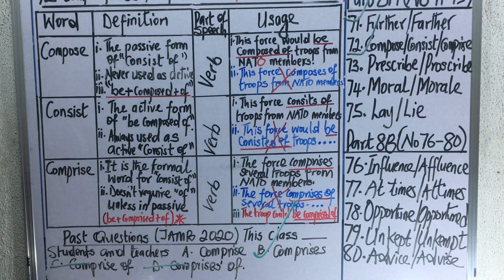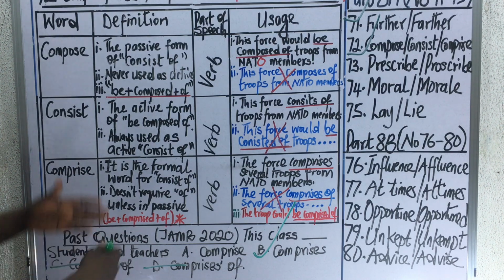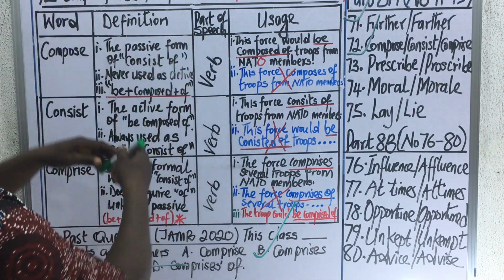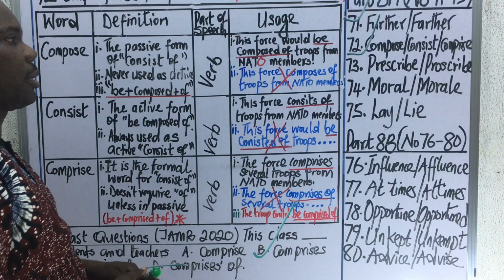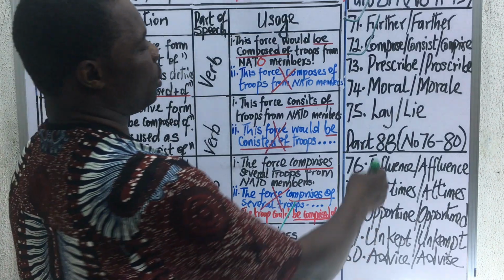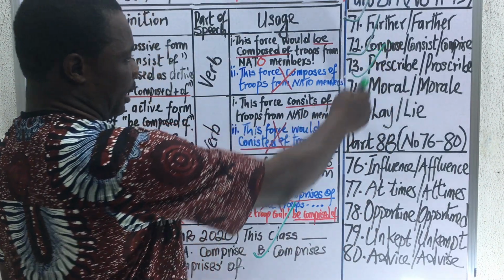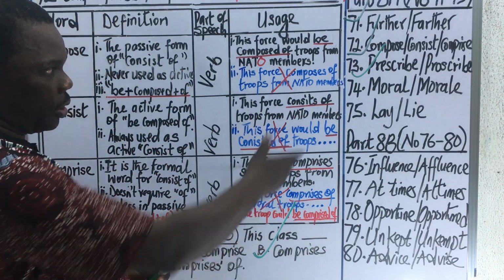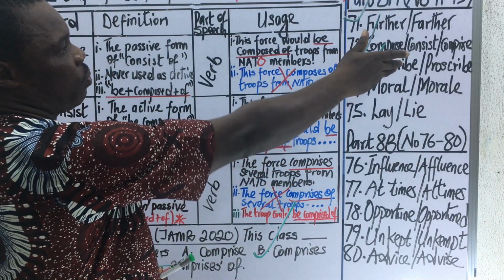So that is that on this set of words: compose, consist, and comprise. We shall now move forward to the next set of words on our list, which include prescribe and proscribe.